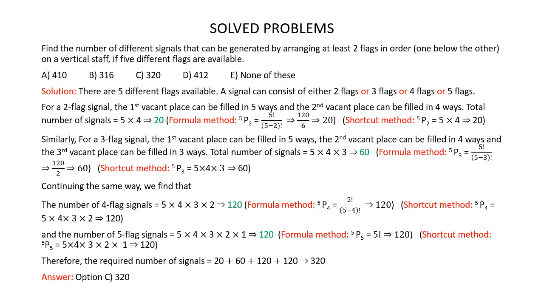So the required number of signals is equal to 20 plus 60 plus 120 plus 120, which is 320. So 320 different signals can be generated. So the correct answer is option C, 320.